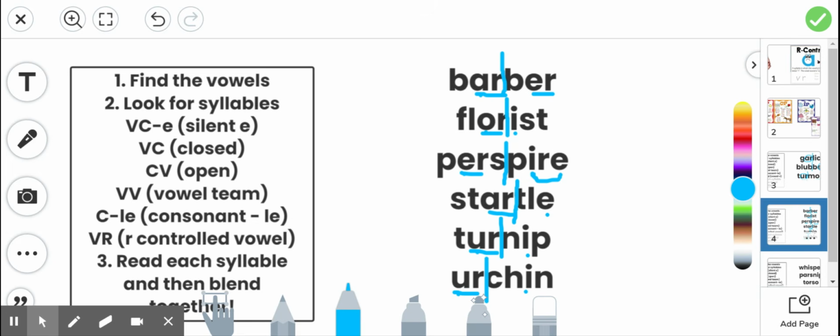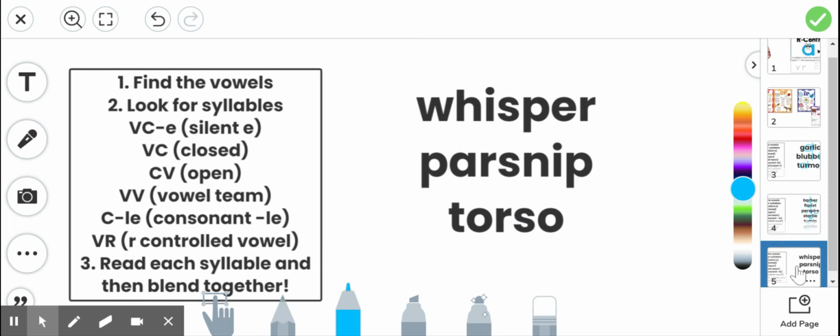So we just did the words barber, florist, perspire, startle, turnip, urchin. Press the pause button on your device and try reading these words on your own. Pause now. Let's try rereading these words together. Barber, florist, perspire, startle, turnip, urchin.